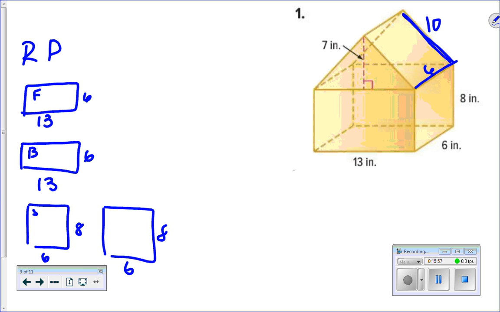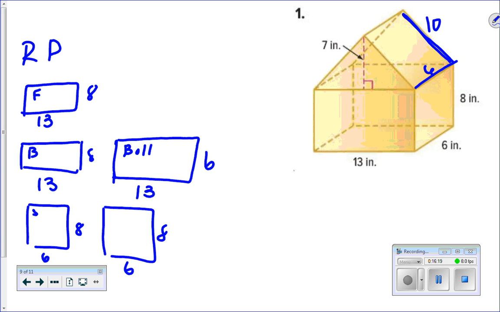I'm missing my bottom, right? 13 and 6. Wait, is that right? 13 is 2. So this one should have been 13 and 8 then. Sorry. Front and back 13 and 8, 13 and 8. And this should be 13 and 6. This is the bottom. Yep, so sorry about that. So this is 13 and then going up would be 8. My bad. You only need one bottom, you don't need one top.